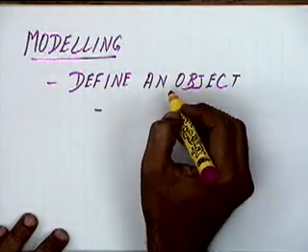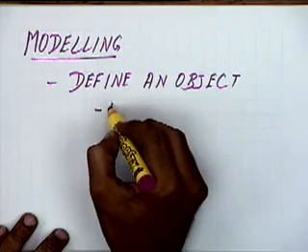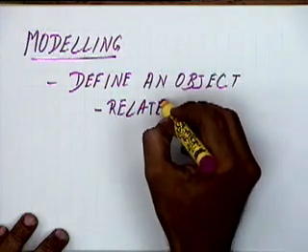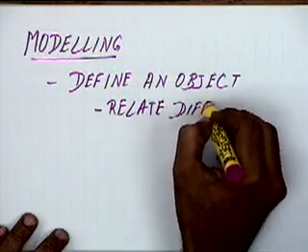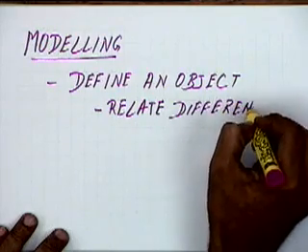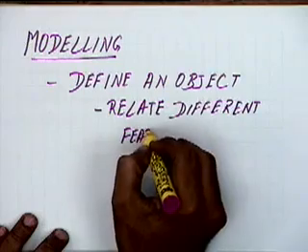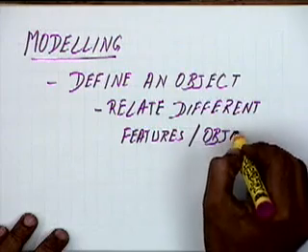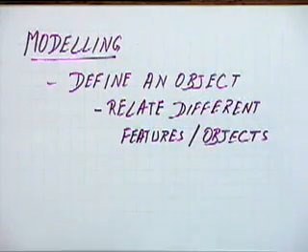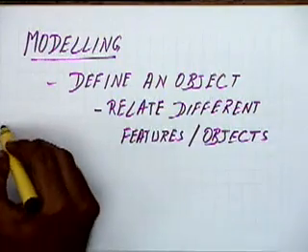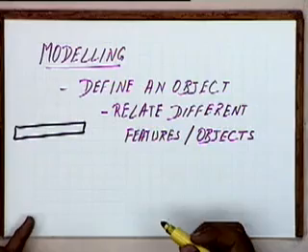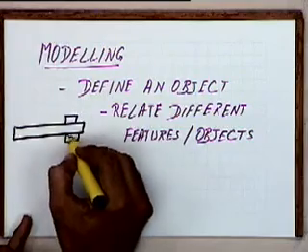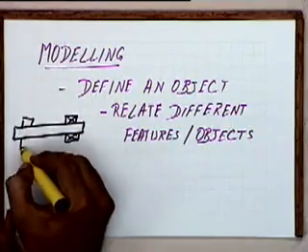When you are talking of defining an object, we are essentially saying that we want to relate the different features of an object, relate different features or relate different objects. For instance, if we consider this shaft, now this shaft is supported on a set of bearings.